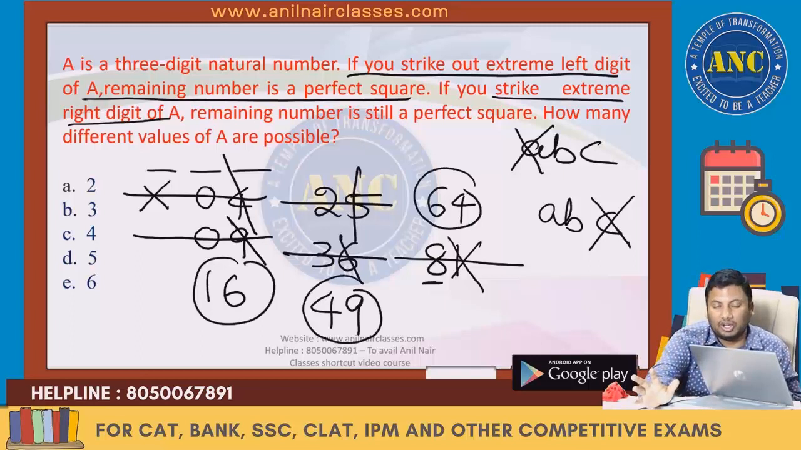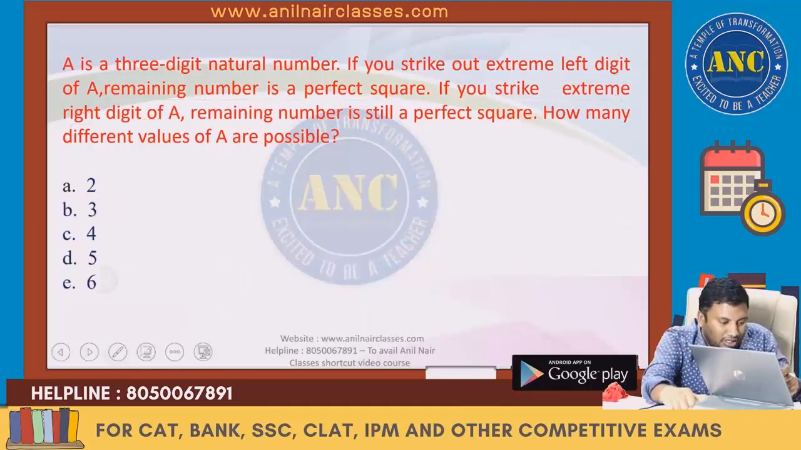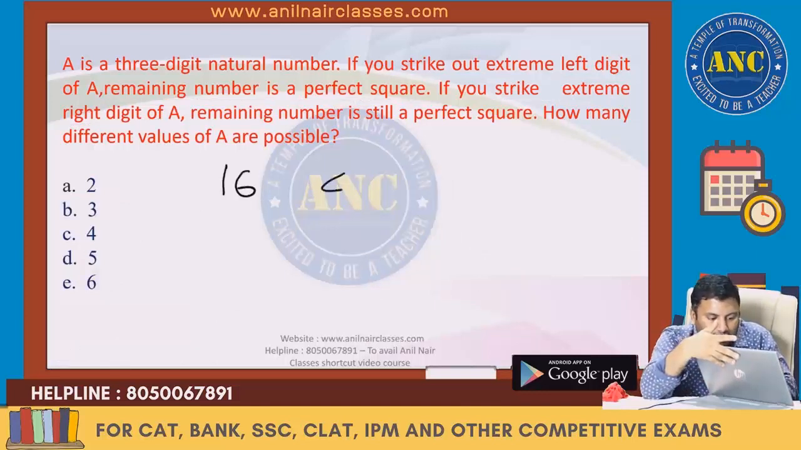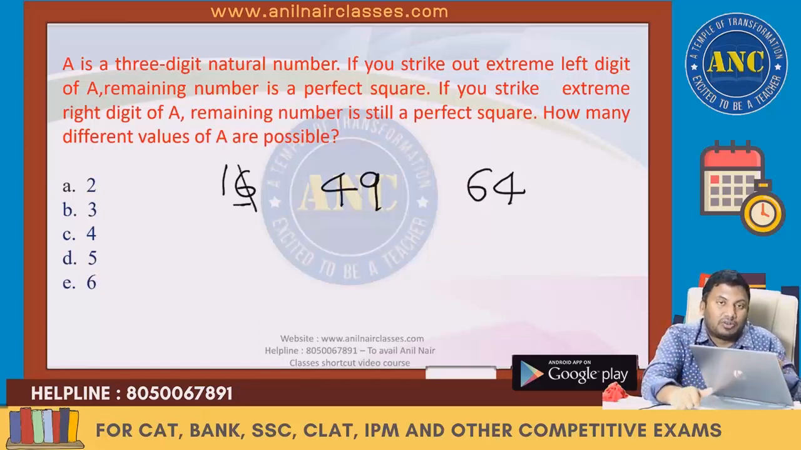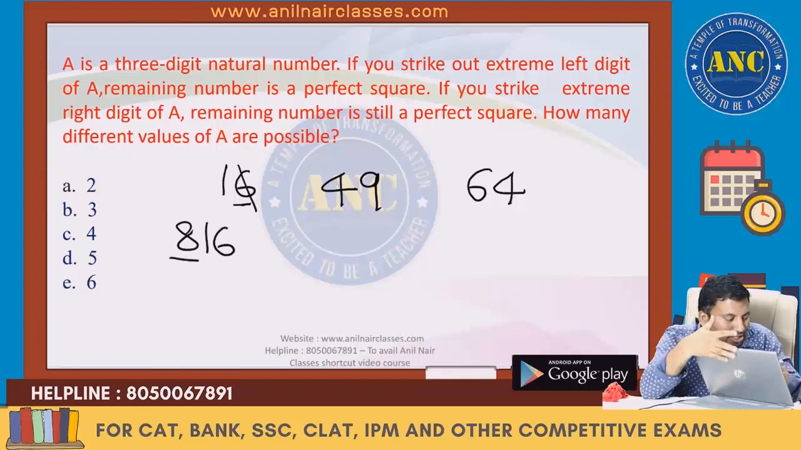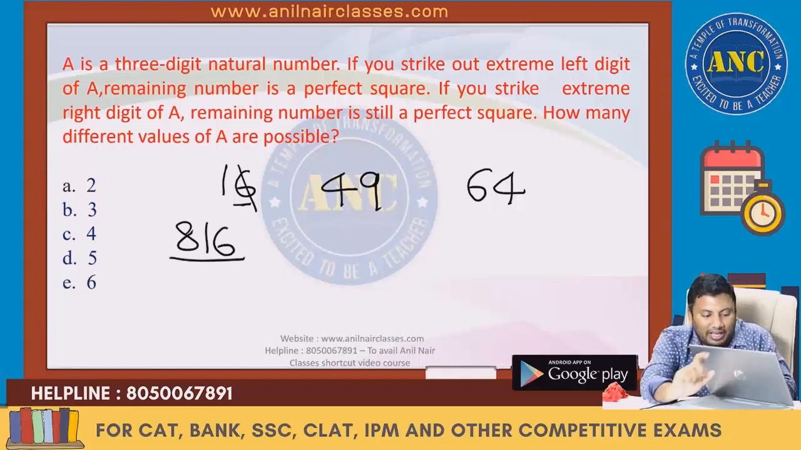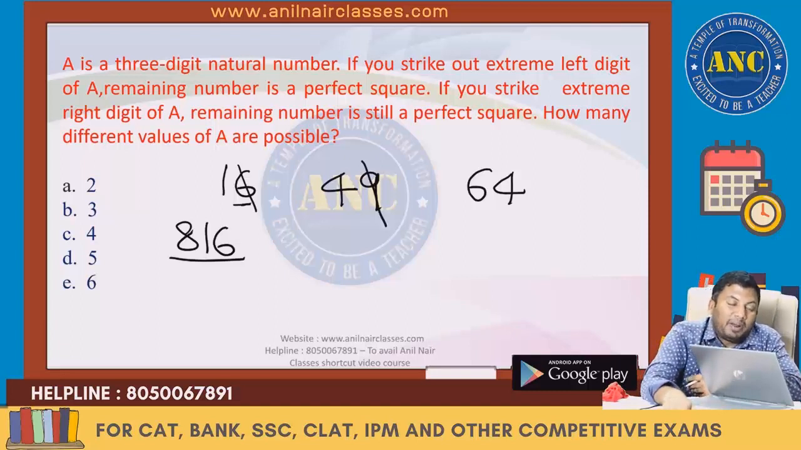I hope you got the logic. A perfect square never ends with 2, 3, 7 or 8. 16, 49 and 64. If I remove this 6, the rest should be a perfect square. In a perfect square, the tens place should be even. 21 not a perfect square, 41 not a perfect square, 61 not a perfect square, 81 yes, 816. If I eliminate 9, any perfect square ending with 4, the tens place should be even.